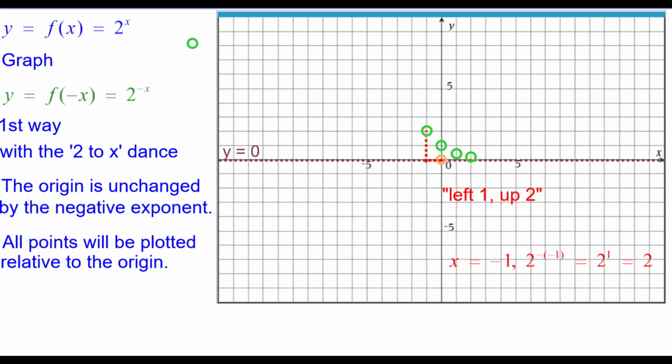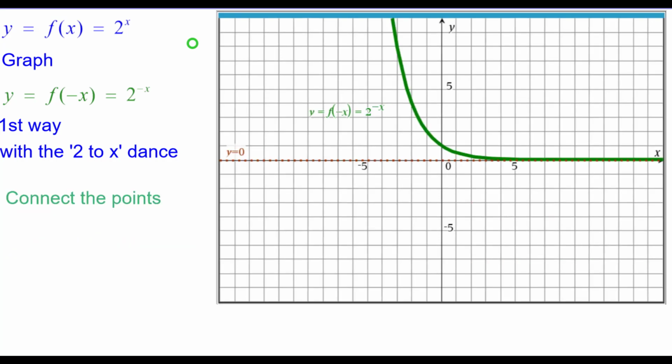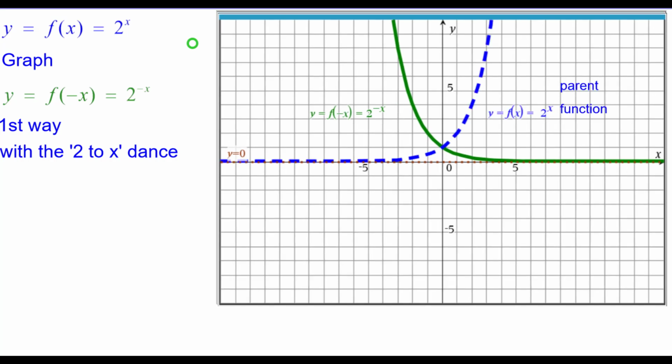Going to the left, left 1 up 2. When x is negative 1, 2 to the opposite of a negative 1 is 2 to the positive 1. And when x is negative 2, 2 to the opposite of negative 2 is 2 squared, which is positive 4. Connecting the points, we get that kind of easy chair looking curve for the 2 to the x exponential function, going in the other direction.